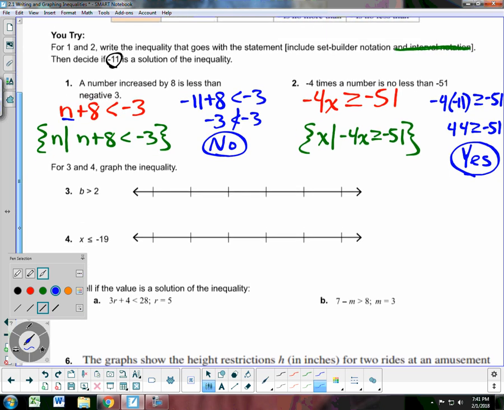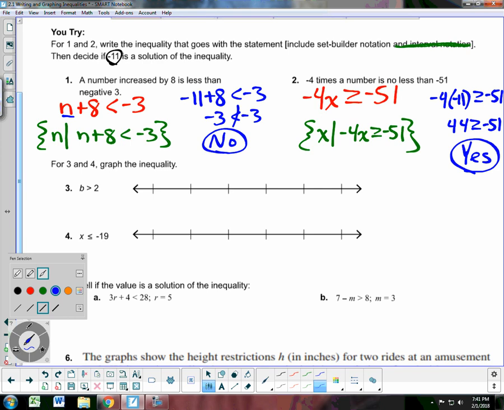Next, graphing. So we have b greater than 2. So pick a spot that's 2, label a few more. Open circle at 2, and we are shading to the right because it's greater than. Greater than goes to the right. And open circle because it's just greater than, it's not greater than or equal to.